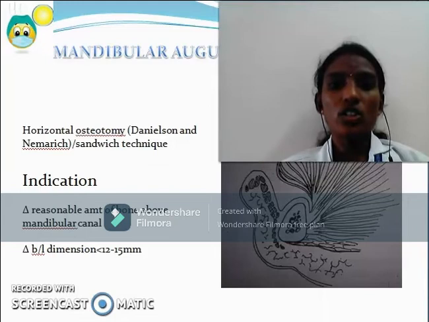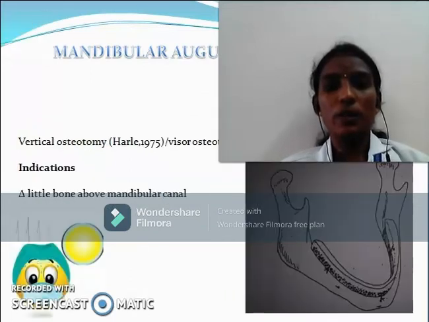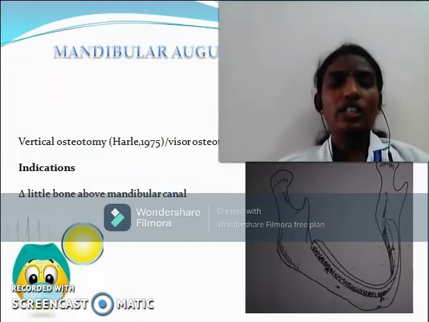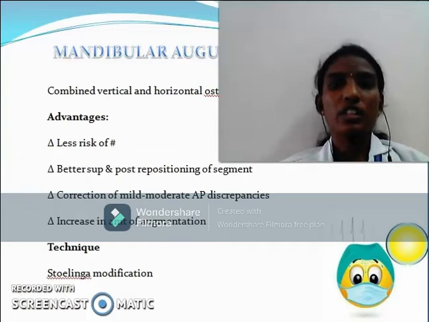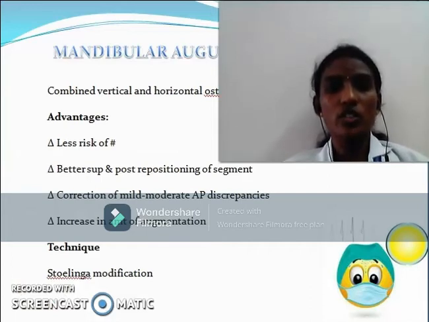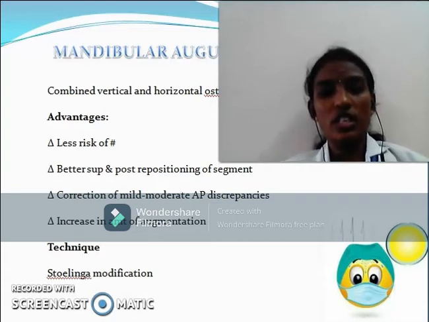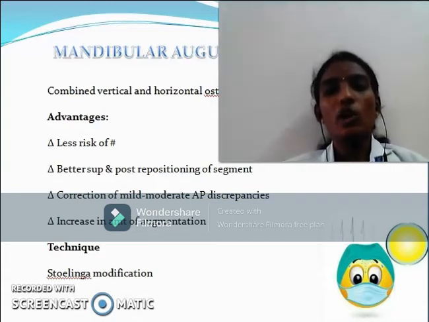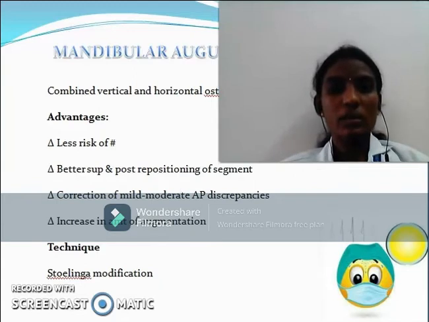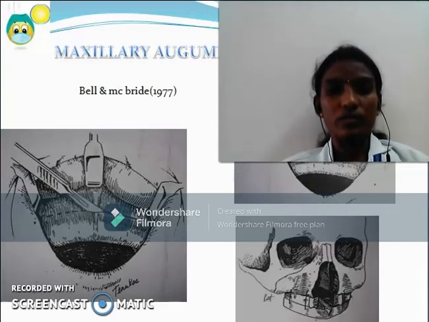Mandibular horizontal osteotomy is indicated when there is a reasonable amount of bone above the mandibular canal, with a dimension of less than 12 to 15 mm. Vertical osteotomy is indicated when there is little bone above the mandibular canal. The combination of vertical and horizontal osteotomy has less risk of fracture and better superior repositioning of the segment. Correction of mild to moderate anteroposterior discrepancy increases the amount of augmentation. This technique is the Stallman modification.